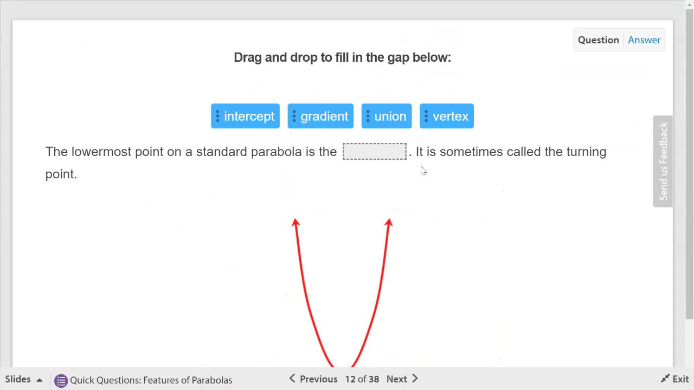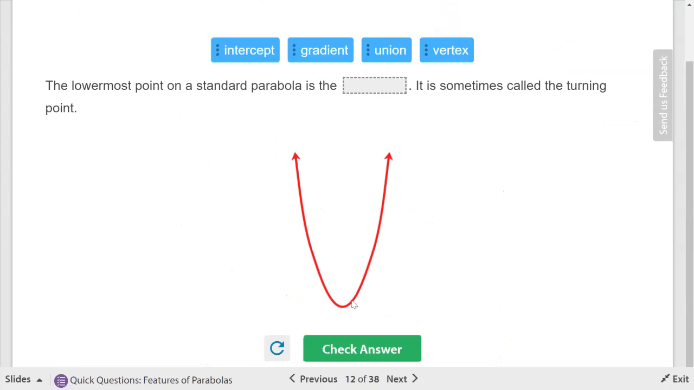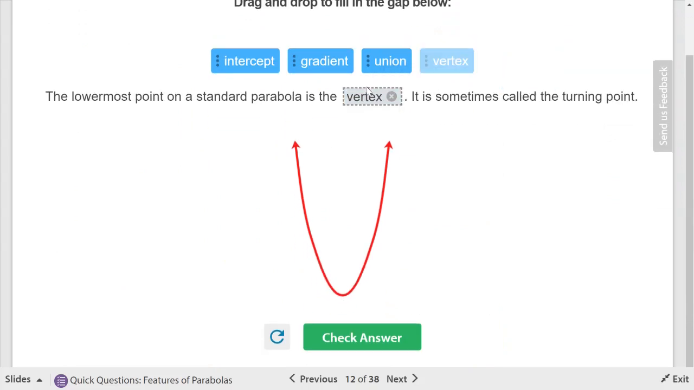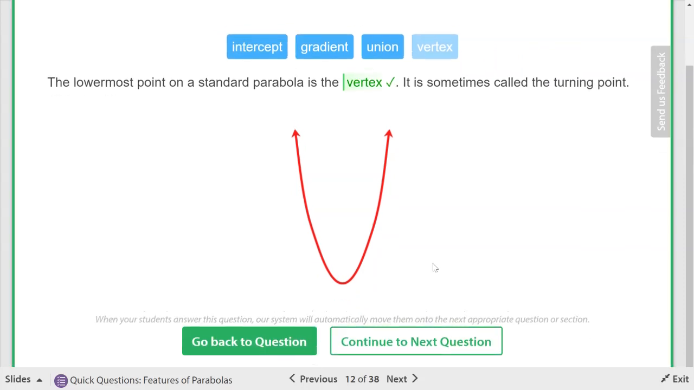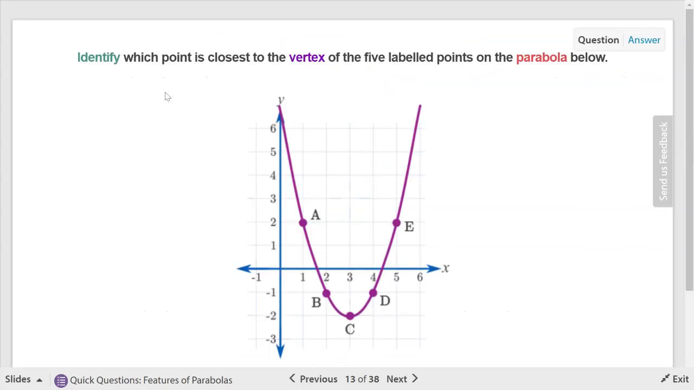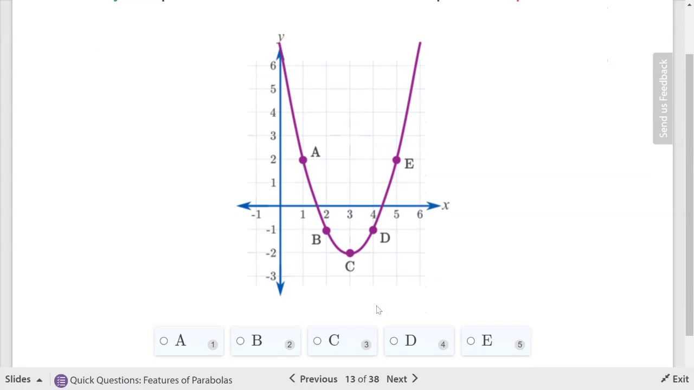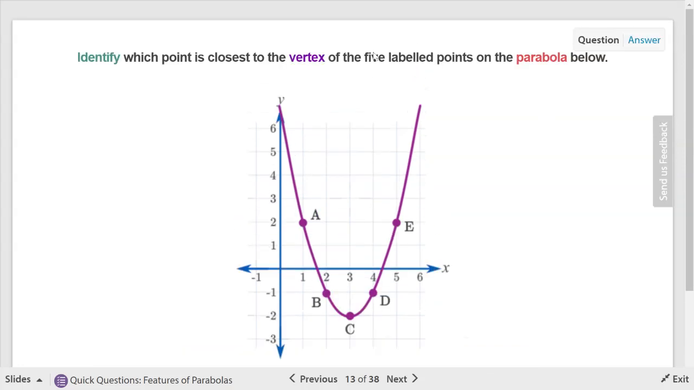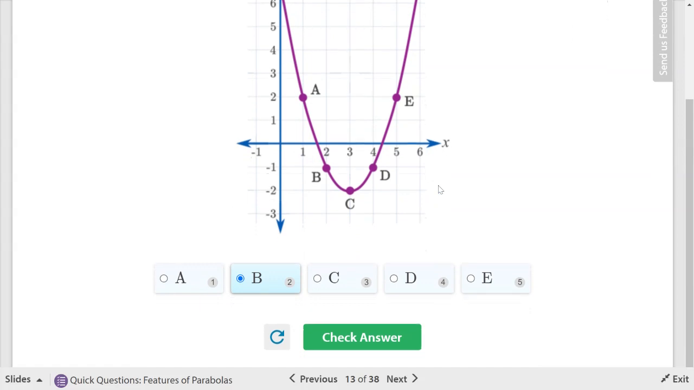Drag and drop to fill in the gap below. The lowermost point on a standard parabola is known as this point over here, known as the vertex. All right, and identify which point is closest to the vertex of the 5 labeled points on the parabola. That would be B and D, right? So B and D definitely are the closest points. It says identify the point which is closest to the turning point, right? The vertex. So B or D, I think, would be correct.